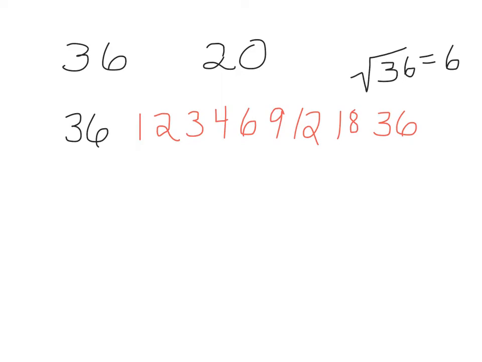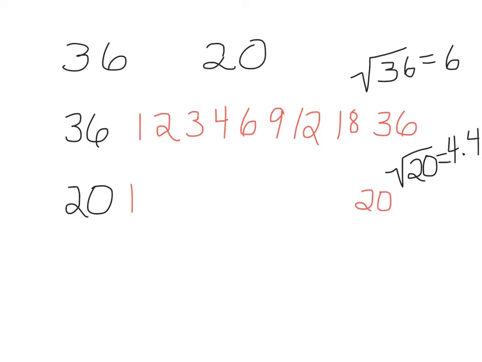So I can do the same thing for 20. I'm going to have to look at all of the natural numbers as possible factors that are 4 or less, because the square root of 20 is 4 point something. So I'm going to have to try everything up to 4. I know that 1 is a factor of 20, and 1 times 20 is 20. I know that 2 is a factor of 20, and 2 times 10 is 20. 3 is not a factor of 20, but 4 is, and 4 times 5 is 20. And that's it, because all I had to do was check up to 4.